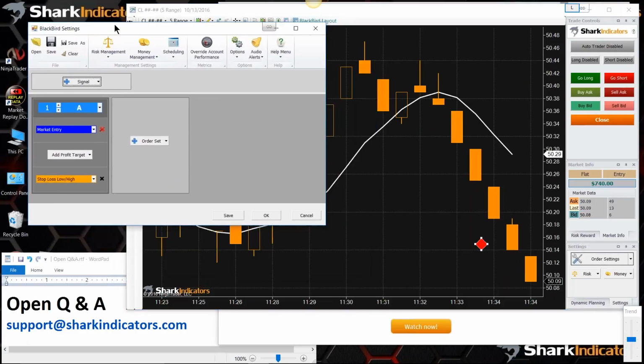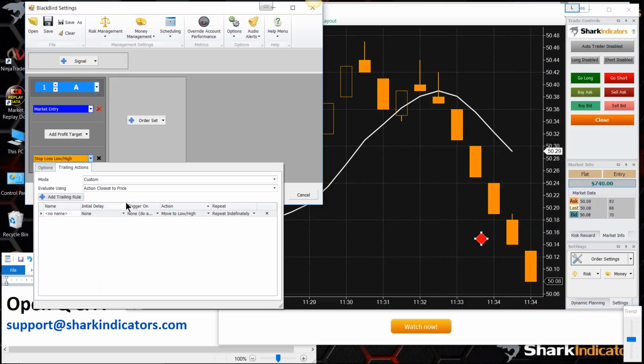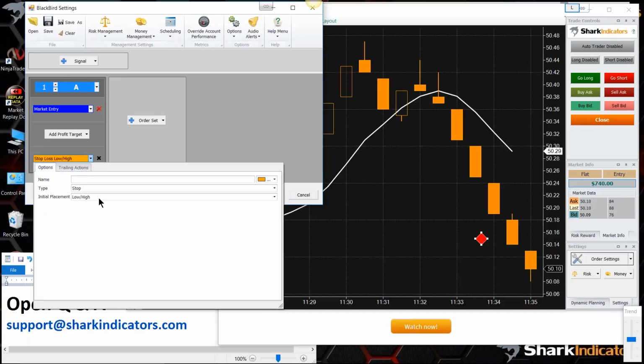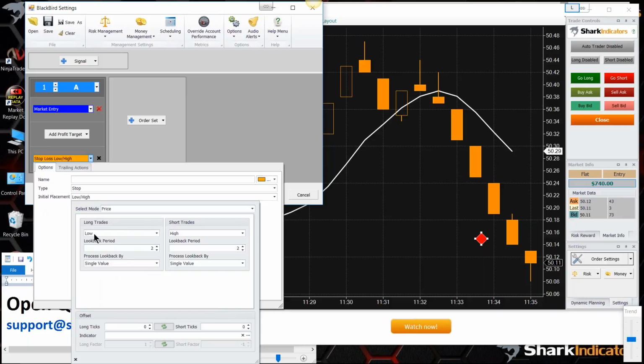So let's go back in here, and we can make a little modification. So let's go to the initial placement. And so we're going to look at the low for a long trade. We're going to look at the low price of the last 2 bars, and then the process look back, we're going to set that to the minimum value. So in other words, we want the minimum of the low of the last 2 bars, the lowest low. And for the highs, we want the maximum value, or the highest high of the last 2 bars.